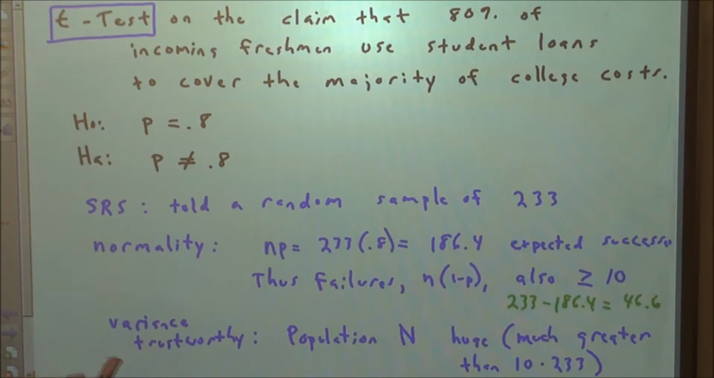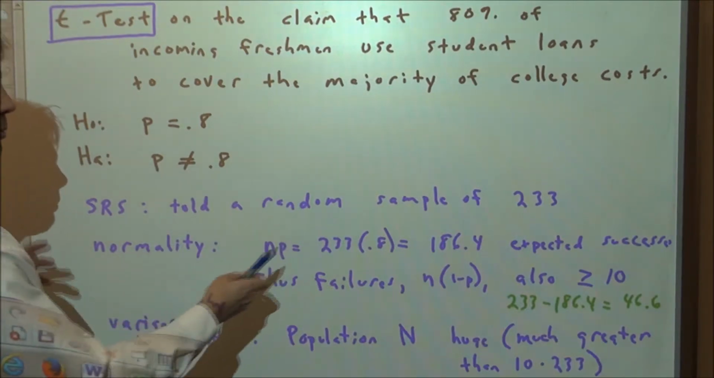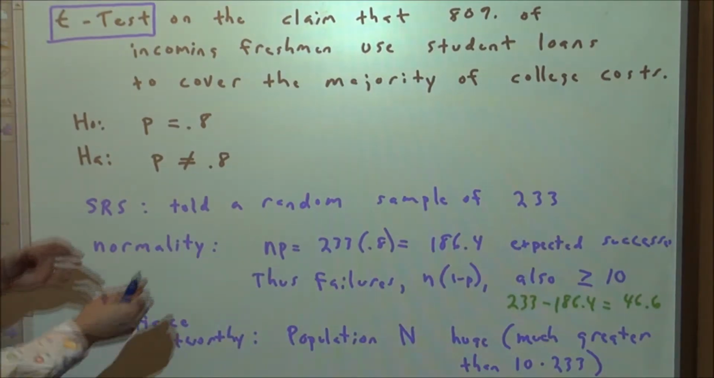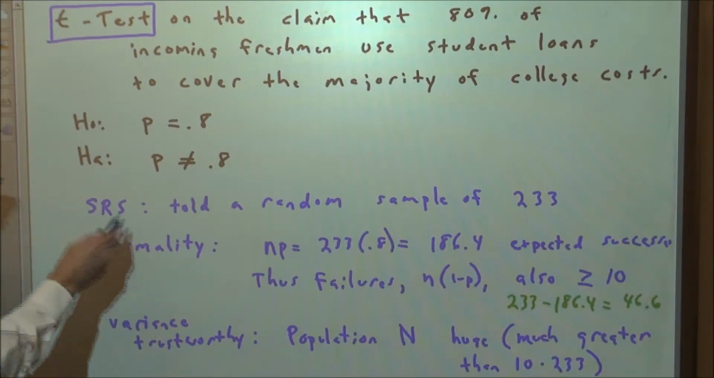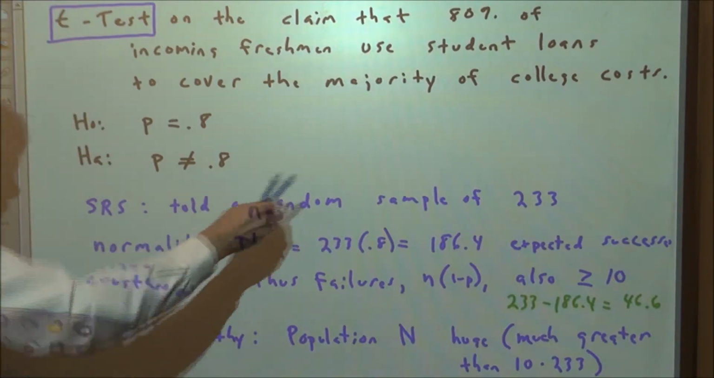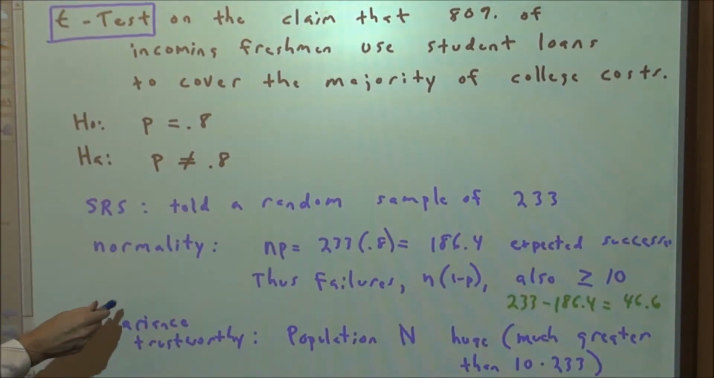We have to address the assumptions. That's the third thing. SRS: we were told in the problem that it was a random sample of 233. Make sure you're verifying the assumptions are met. Don't just say SRS and put a check mark. We were told that it was a random sample of 233.